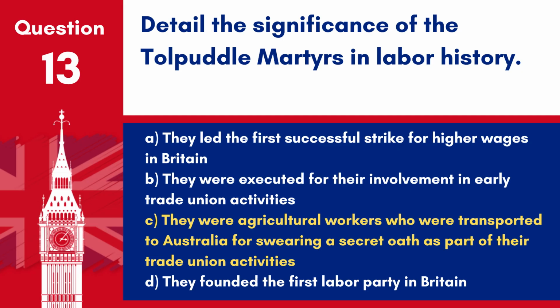Answer: C. They were agricultural workers who were transported to Australia for swearing a secret oath as part of their trade union activities. The Tolpuddle martyrs became symbols of the labour movement and are celebrated for their role in advancing workers' rights.